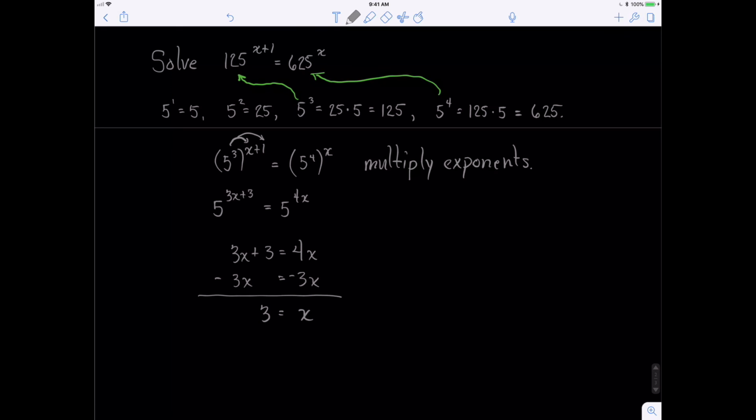So that's how we solve exponential equations when we can write them with matching bases.